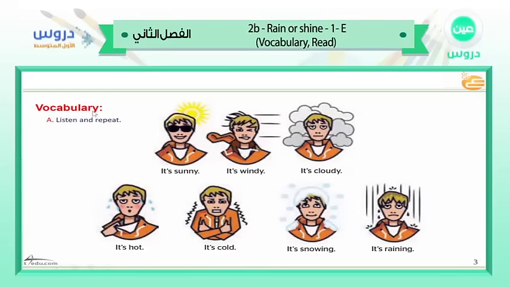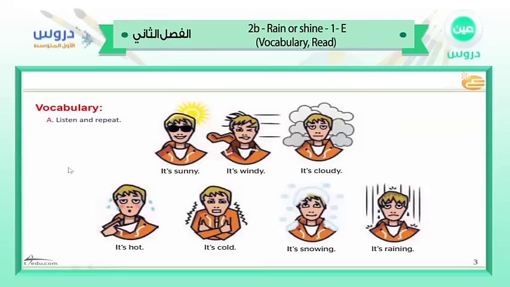Let's start with the vocabulary. A, listen and repeat. We have seven pictures, and we have these words which relate to the weather that we can see in each picture. So let's listen everyone, then we will get back together to read them again, okay?